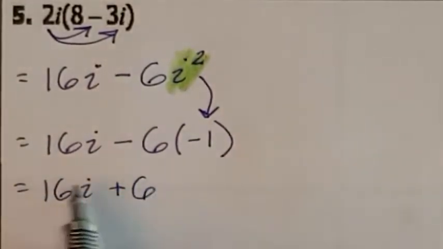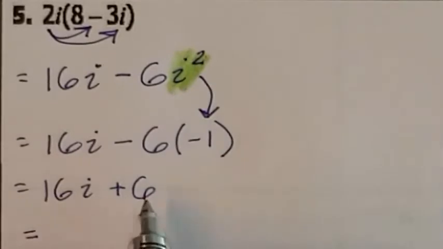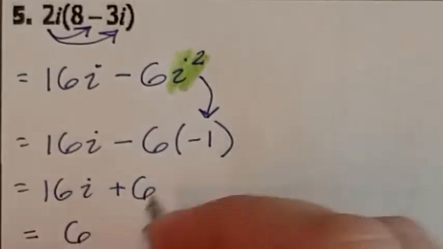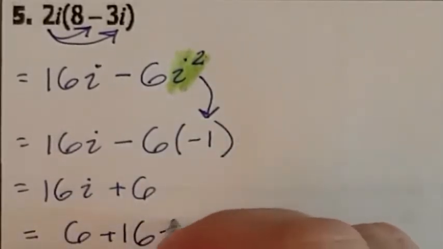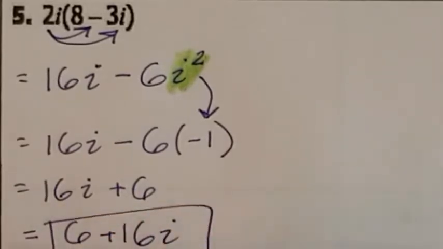This is correct, but it's not in the form they want. They wanted the real to be first, which was a 6, and the imaginary to come second, so there's my plus 16i. So my final answer is 6 plus 16i.